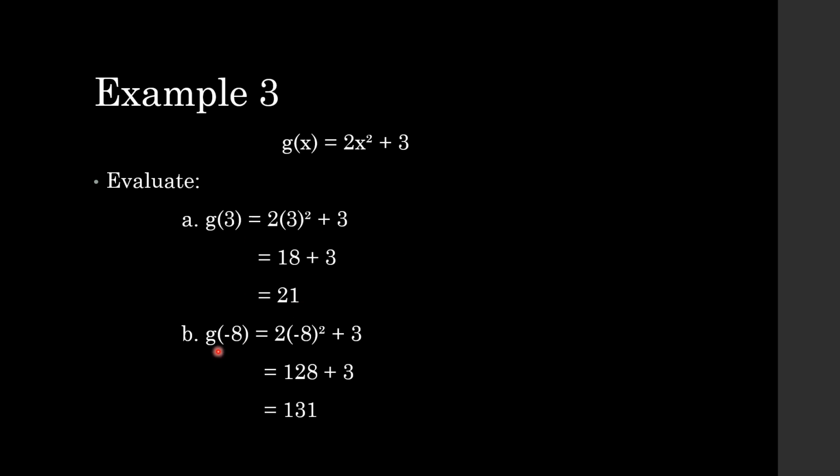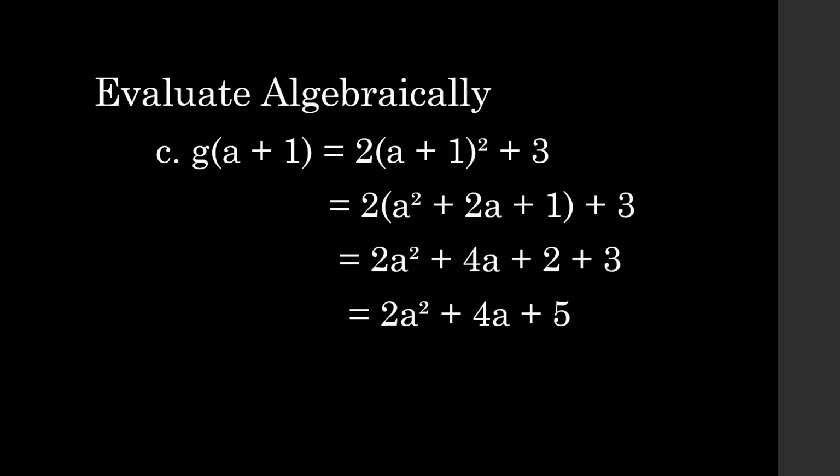Another example, with the same scenario, we have g of minus 8, which will be equal to 2 into bracket minus 8 squared plus 3. And minus 8 all squared will give us 64, and 2 times 64 will give us 128, plus 3. And the final answer will be 131. So when you input the object minus 8, the output will be 131. So we can also say that the image of minus 8 is 131. Let's move to the next section.